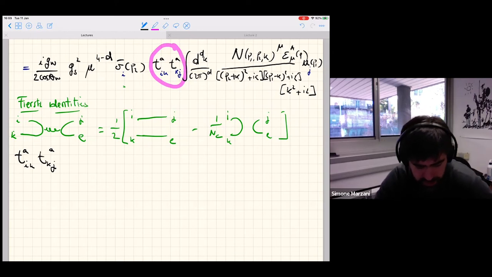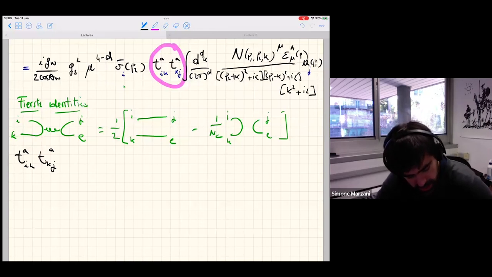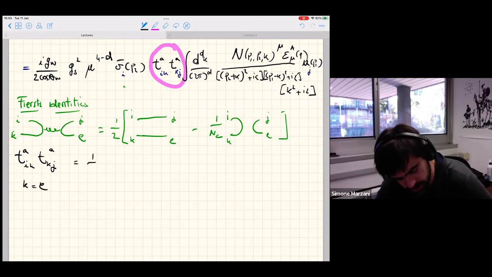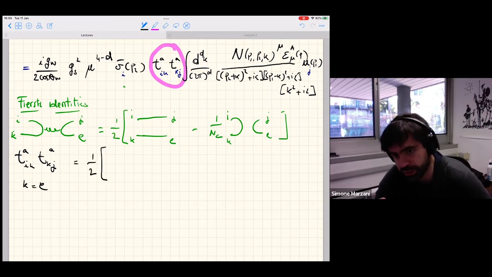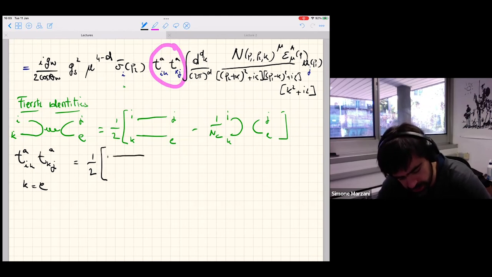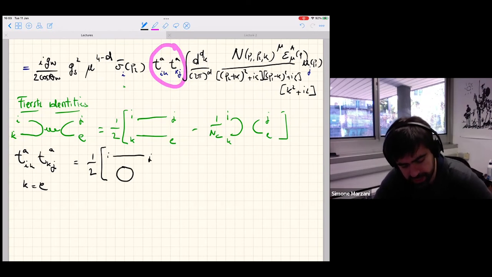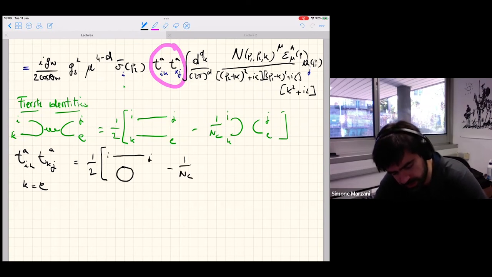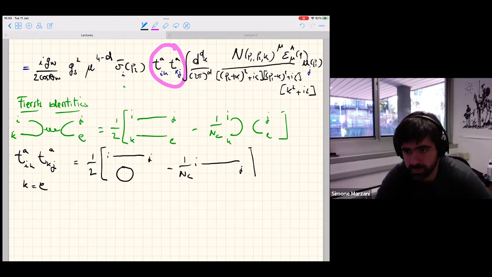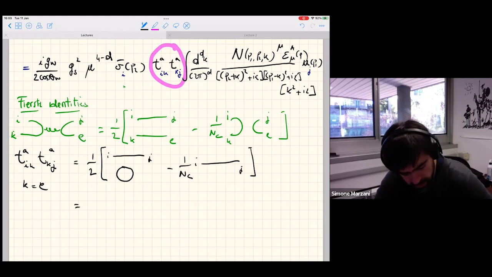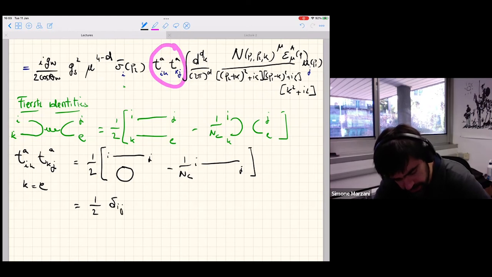Okay, so I take this expression here. In order to obtain this, what I have to do is identify k and m. And there's a nice graphical interpretation. If you do so, then you see that if you identify k and l, which means you contract the delta function k and l, you have δ_{ij}. And when you identify k and l, this comes as a circle, minus 1 over N_c. And here, if you identify k and l, you just get a straight line. So here you have a half. You see, you have a straight line. A straight line is a delta function, δ_{ij}. And here, what do you have?